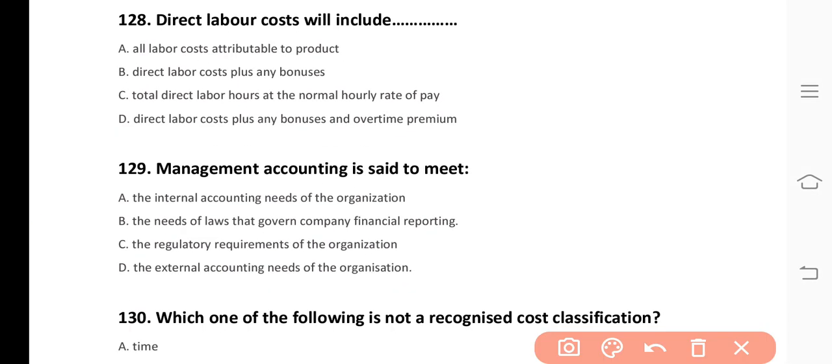MCQs number 128. Direct labor cost will include all labor cost attributed to product, direct labor cost plus any bonuses, total direct labor hours at the normal hourly rate of pay, direct labor cost plus any bonus or overtime premium. So direct labor cost will include total direct labor hours at the normal hourly rate of pay. Option C is the correct option.